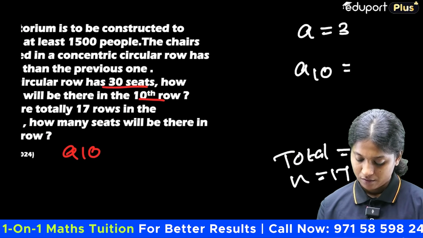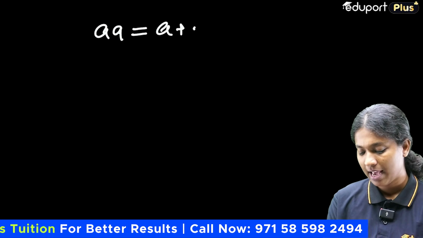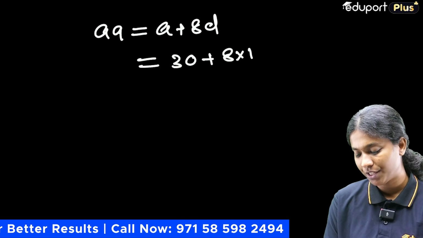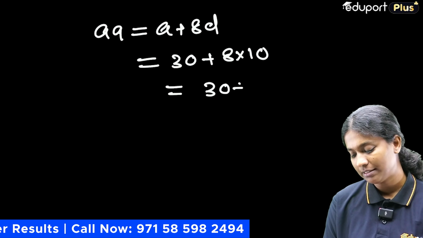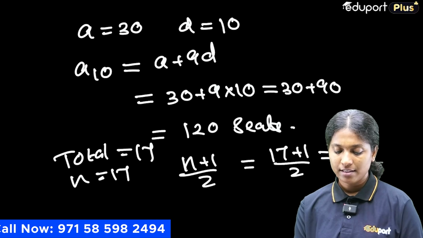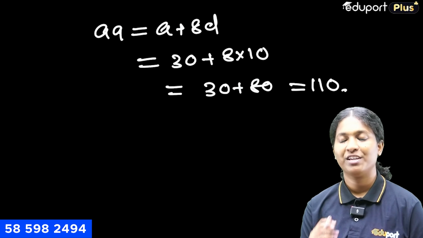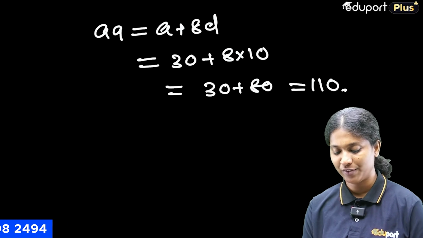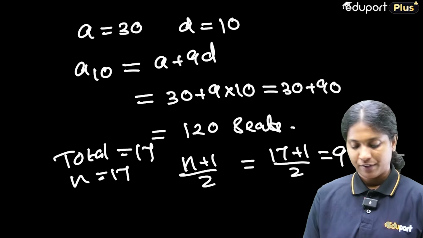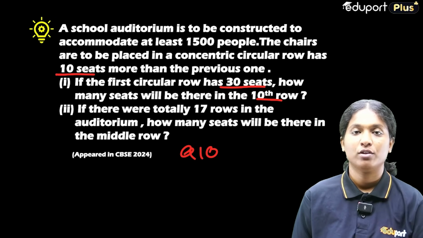Okay. So, A9 is equal to A plus 8D. A was 30 and D was 10. So, 8 into 10, so it is equal to 30 plus 80, which is equal to 110. As we found A10 is 120, it is easy, we just have to subtract the common difference and we will get the 9th term also. That also you can apply. That's fine. So, this is the answer for the first word problem based upon the nth term formula.